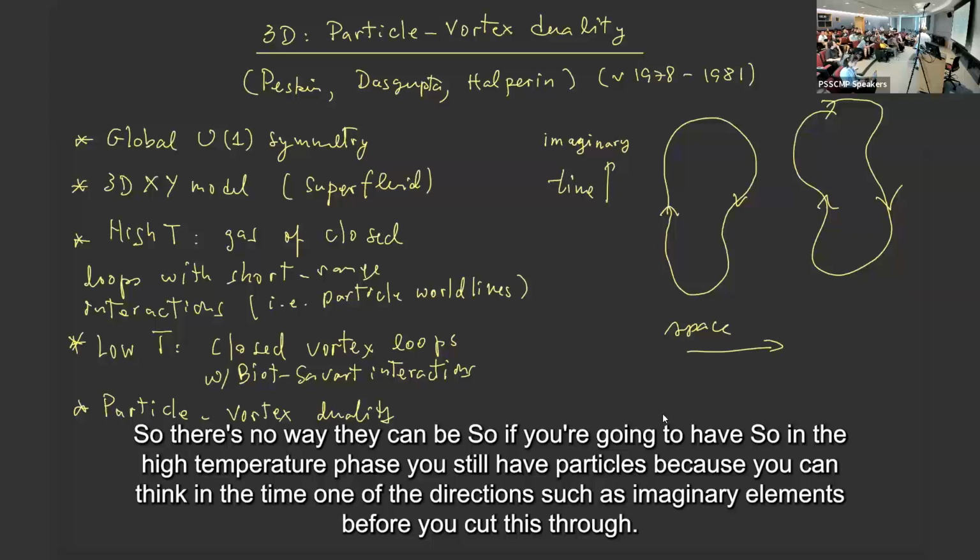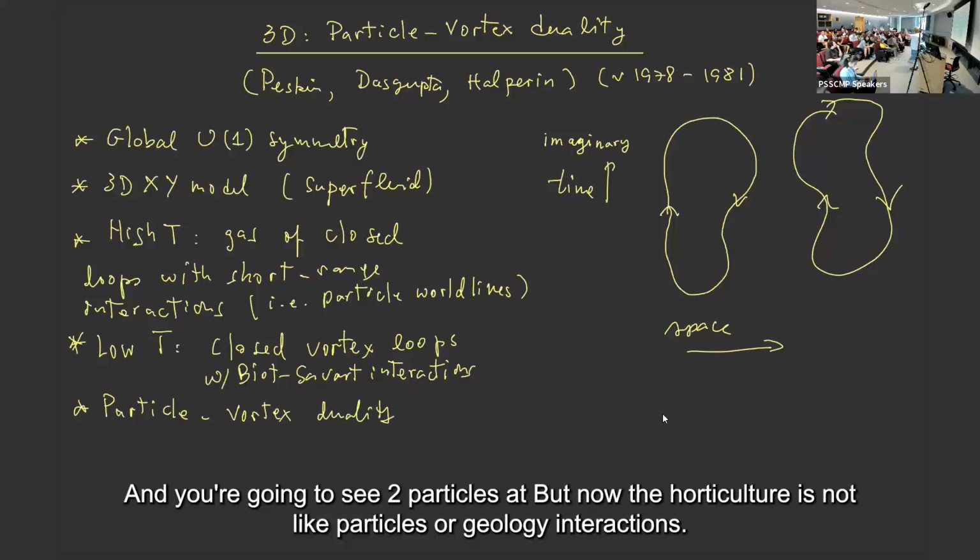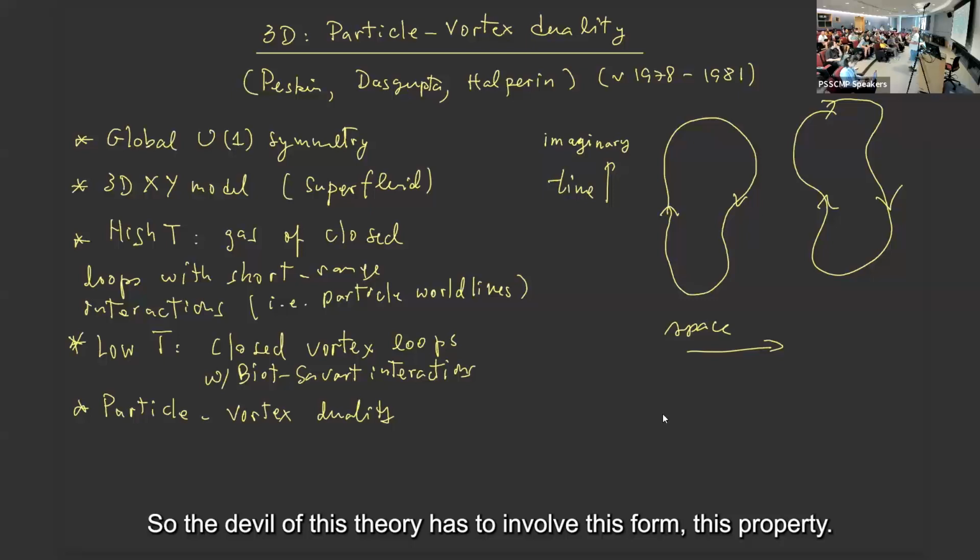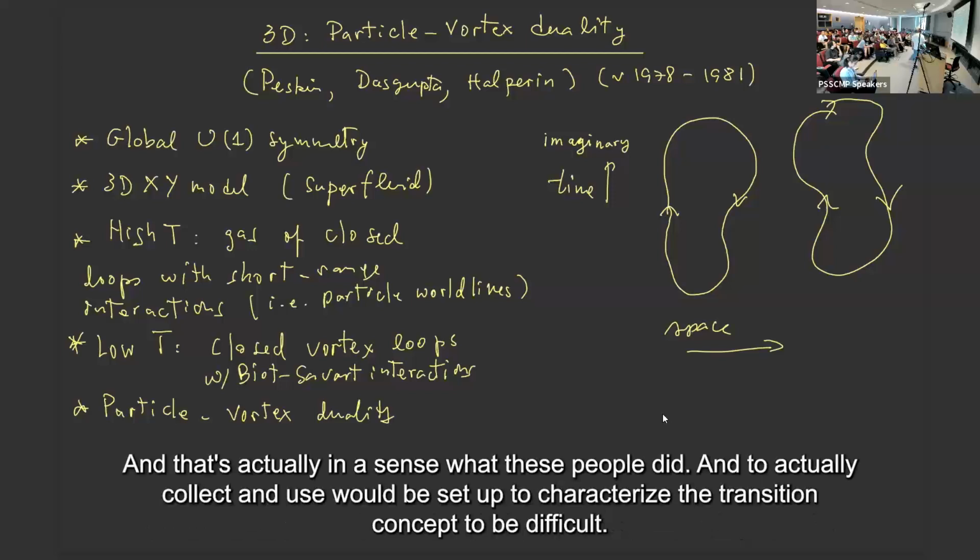So in the high temperature phase, you still have particles, because you can think of one of the directions as imaginary time, as we did before, you cut this through, and you're going to see two particles that evolve in time and then are annihilated. But now the vortices look like particles with long-range interactions. So the dual of this theory has to embody this property. And that's actually, in a sense, what these people did, to use this setup to characterize a phase transition. It turns out to be difficult.